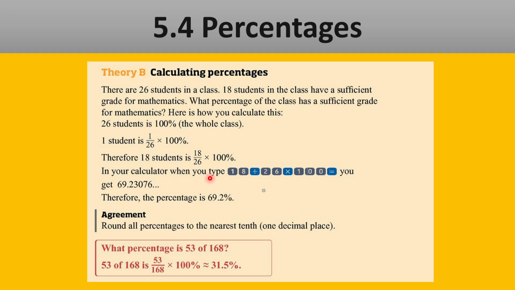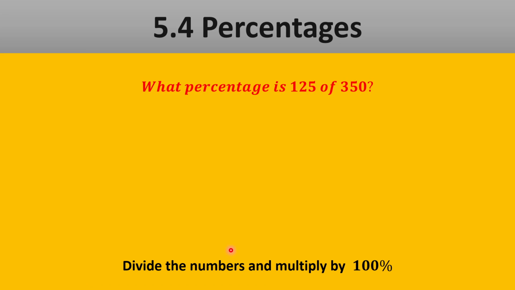Here you get a number, punch it into your calculator, and percentages are always rounded to the nearest tenth, so 1 decimal place. So if they ask you a question like what percentage is something of something, the answer is always going to be a percentage again. I'm given two amounts, and you can just do part divided by total times 100%. That's also how I explain it like this. What percentage is 125 of 350?